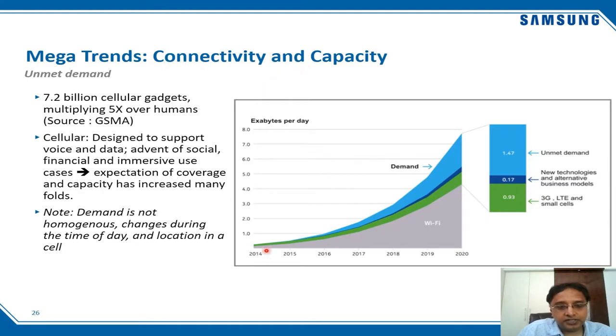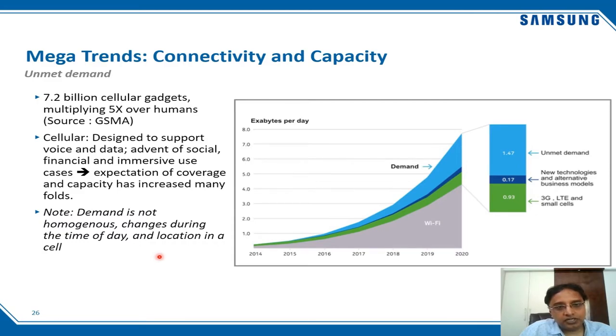We begin with understanding the mega trends on connectivity and capacity. Like we discussed in the past, there is a surge of both the number of devices as well as the use case of moving towards video. Now, typically our cellular systems are designed to support voice and data, right? But with the advent of social, financial, and more immersive use cases, of course, this is going to go up. And we also discussed how a user is in turn becoming a content generator as well with the growth of social media. And this slide tries to capture that there is a gap between the demand and the supply in terms of how much bandwidth we can give versus how much bandwidth demand is there, right?